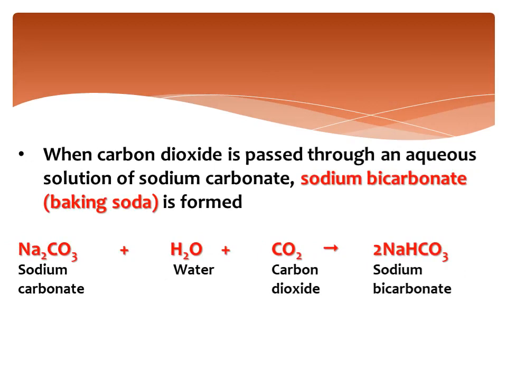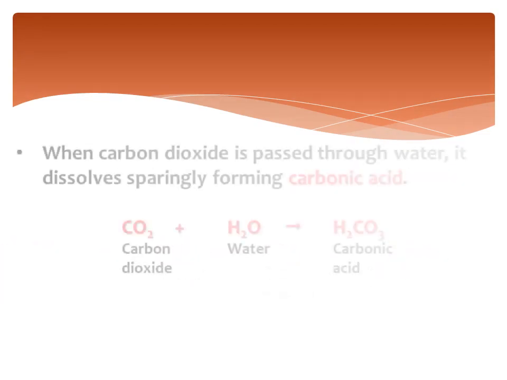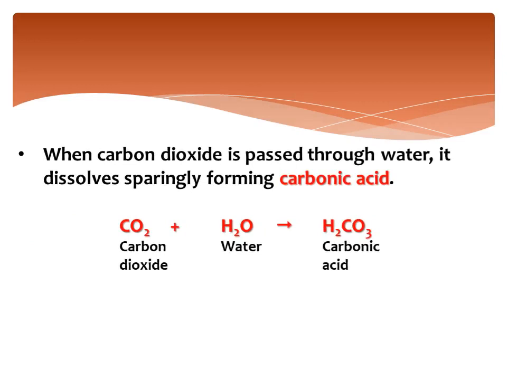When carbon dioxide is passed through an aqueous solution of sodium carbonate, sodium bicarbonate, that is baking soda, is formed. And the chemical equation of this reaction is Na2CO3, that is sodium carbonate, plus water plus carbon dioxide react to give 2NaHCO3, that is sodium bicarbonate, which is your baking soda. When carbon dioxide is passed through water, it dissolves sparingly, forming carbonic acid. That is, carbon dioxide plus water gives H2CO3, that is carbonic acid.